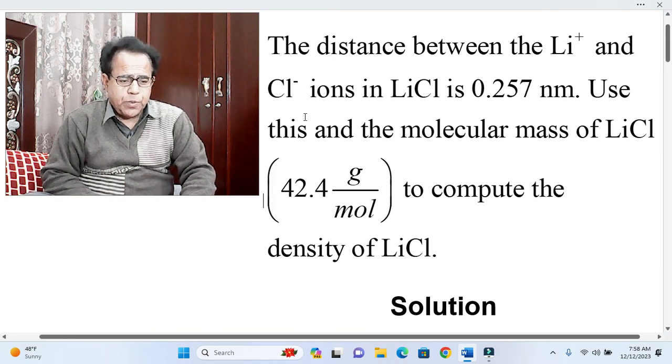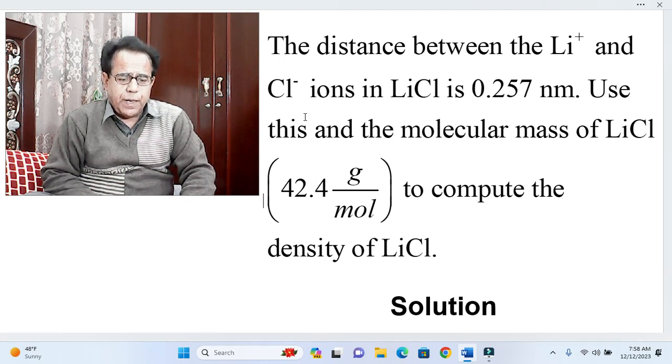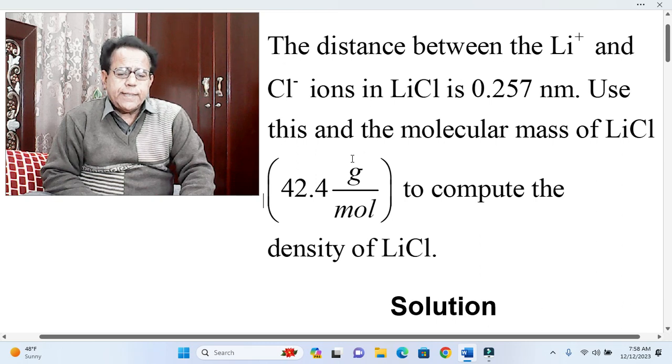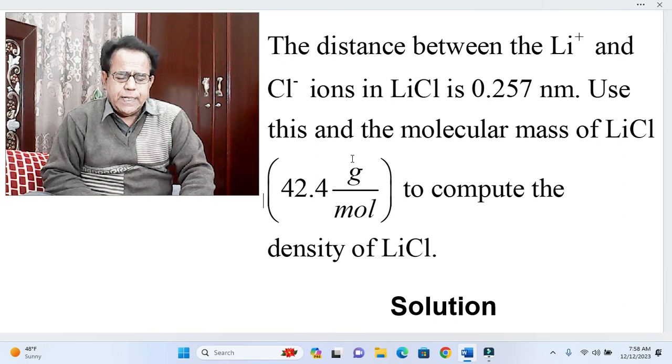This is our next problem having been chosen from the same book, Modern Physics by Paul A. Tipler. As usual, we first come to its statement. The distance between the lithium and chlorine ions in lithium chloride is 0.257 nanometer, nano standing for 10 to power minus 9. Use this and the molecular mass of lithium chloride, which is 42.2 gram per mole, to compute the density of lithium chloride.